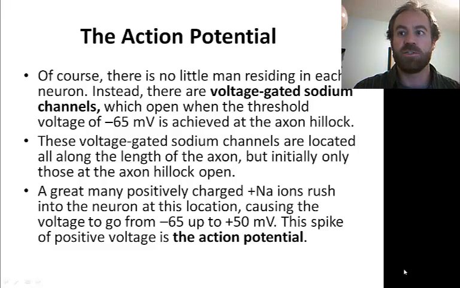These voltage-gated sodium channels are located all along the length of the axon, but initially only those at the axon hillock open. When this occurs, a large amount of sodium rushes into the neuron, causing the voltage to go from negative 65 and jump up to positive 50 millivolts. This spike of positive voltage is the action potential.